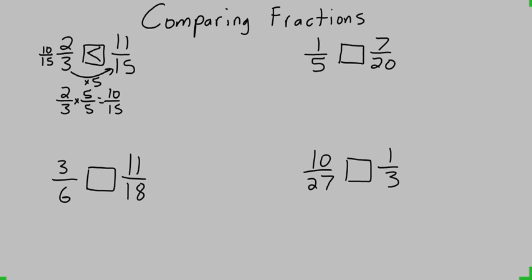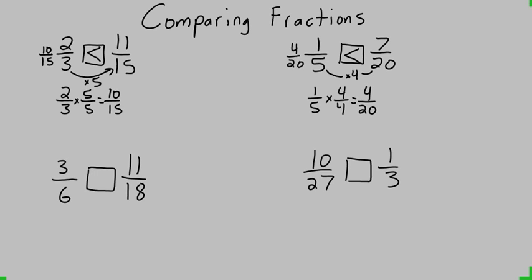1/5 and 7/20. Well, if I look, I can change my 5 into a 20. I multiply by 4. So bring 1/5 down. And I'm going to multiply by 4 over 4. Which 1 times 4 is 4, 5 times 4 gives me 20. So now I have the same denominator for both. And 7/20 is greater than 4/20 because they've got the same denominator. And 7/20 is greater.